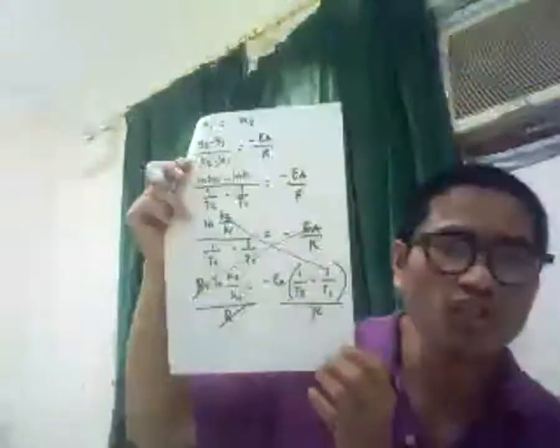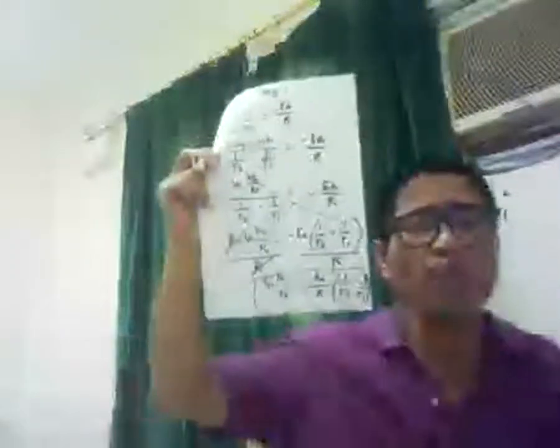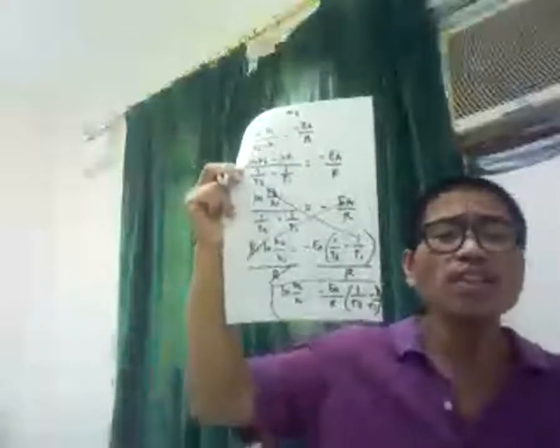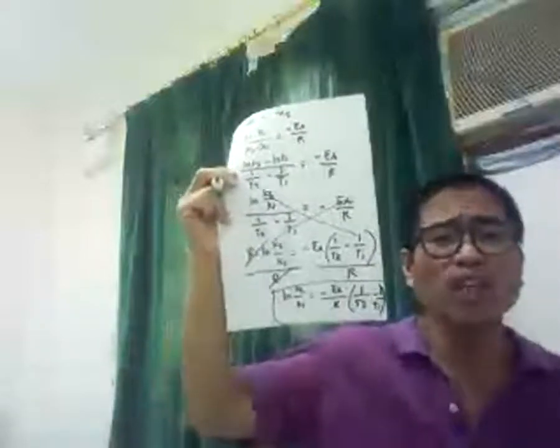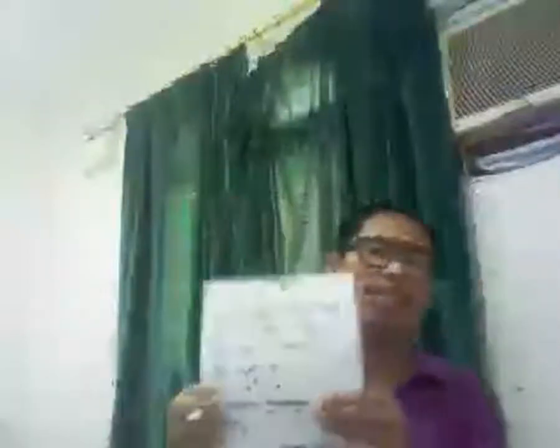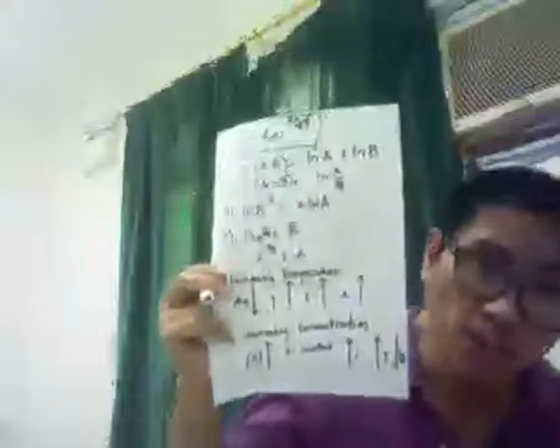Like this, it cancels, okay? Now we have ln K2 over K1 is equal to negative Ea over R times 1 over T2 minus 1 over T1. Okay, bingo. This is our equation number 2 of the Arrhenius equation. Actually, this is the specific Arrhenius equation. The other one is our parent equation. It's not really specific. This is the general equation.